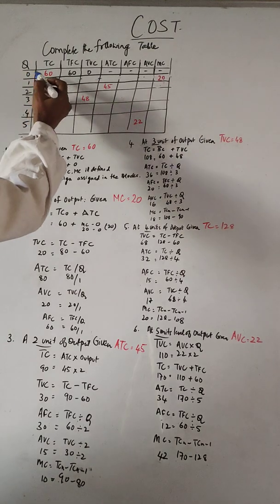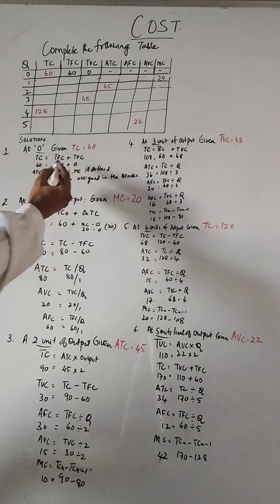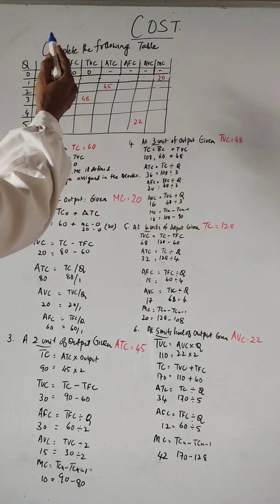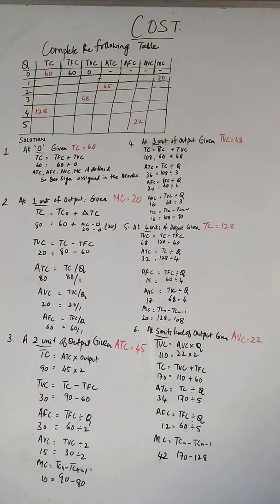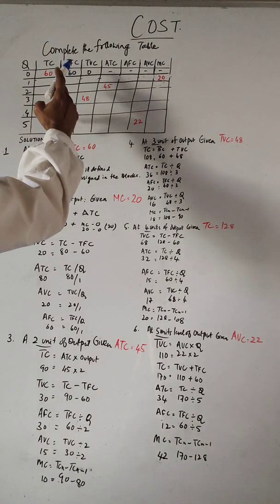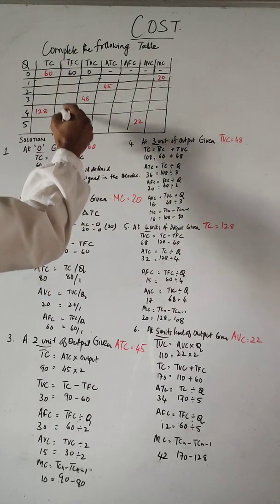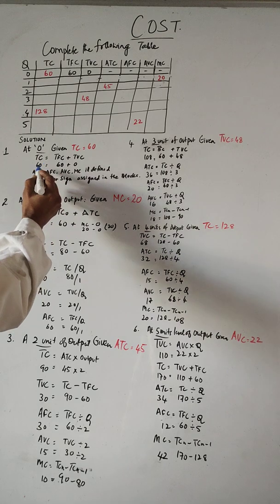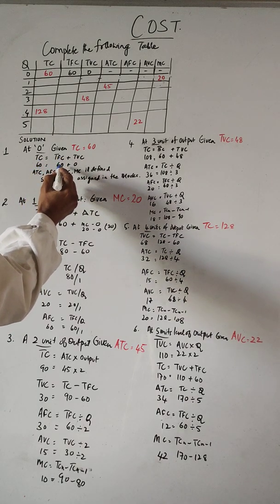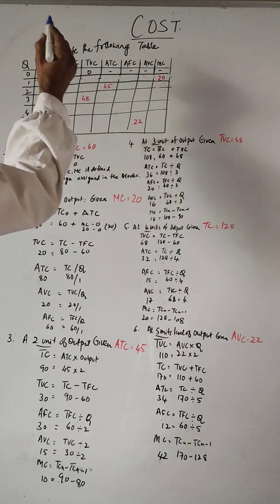Let's just take the 0. At 0, 60 is given as total cost, and we know total cost is equal to TFC plus TVC. Let's recall the definition: at 0 level of output, total fixed cost remains the same, or at whatever level, 2, 3, 4, 5. So TFC will be the same at all levels of output. So TC is equal to TFC plus TVC. If TC is 60, then TFC would be 60 plus TVC will be 0. So we write 60 here.